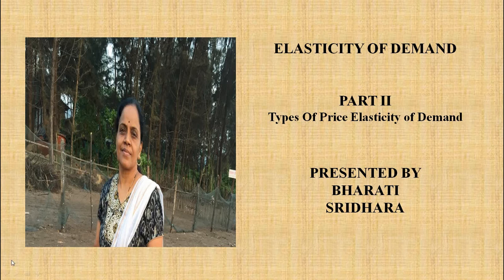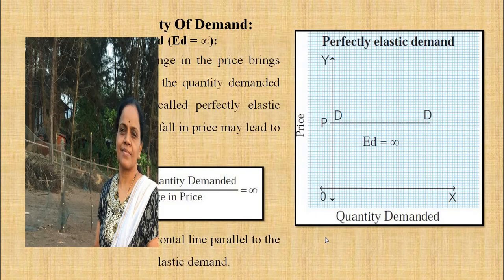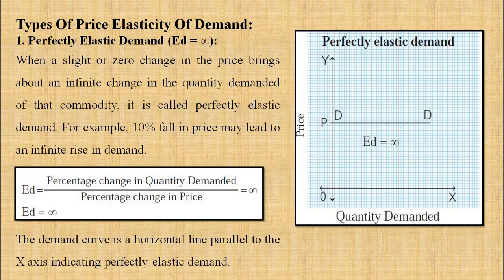Welcome back, students. Let us start part 2 of elasticity of demand. In this part we are going to discuss types of price elasticity of demand. There are various types of price elasticity of demand. In the last part I told you what is price elasticity. When the change in price is there and demand also changes, it is called price elasticity. So there are 5 types of price elasticity of demand.